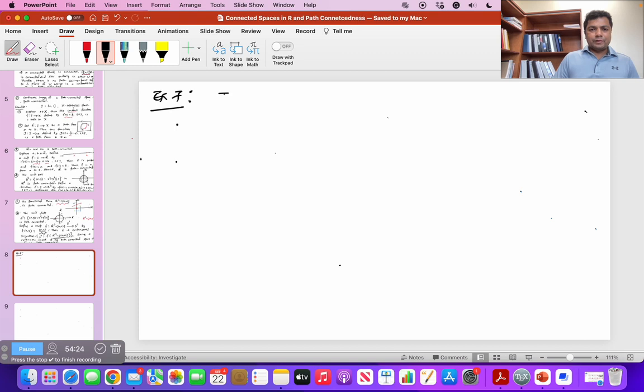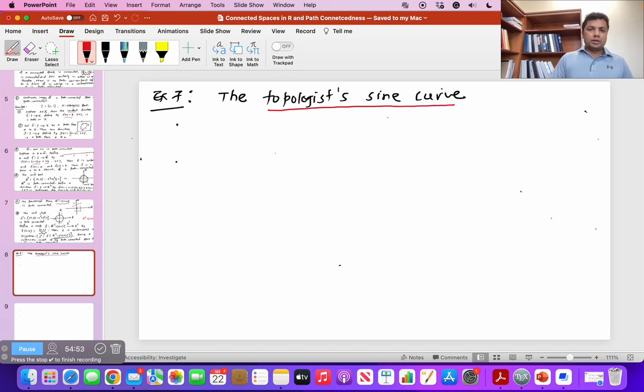Now let's consider a very famous space in topology, which is called the topologist's sine curve. This is one of the very popular topological spaces in topology. So let me tell you what the topologist's sine curve is.